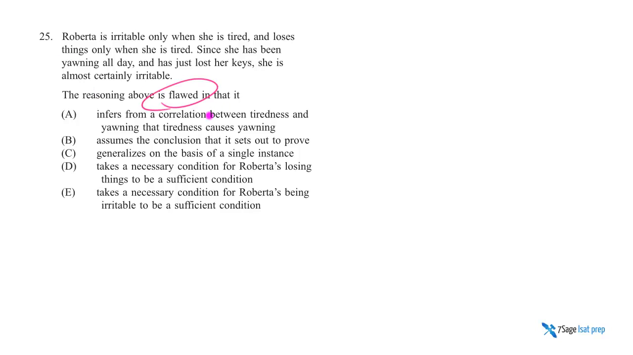25 is a flaw question. This one is incredibly cookie cutter. It's the oldest mistake in the book: sufficiency, necessity, confusion. So let's take a look.